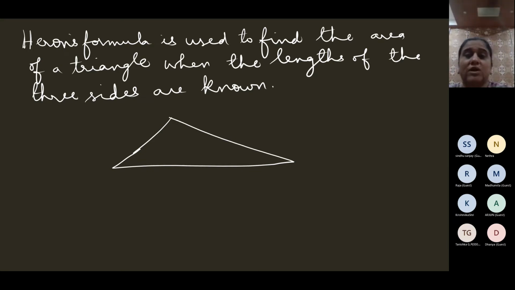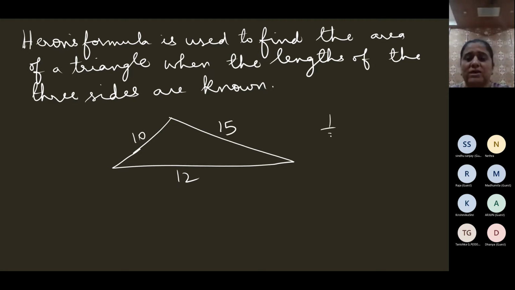Now √3/4 into side square can be used only for an equilateral triangle. Heron's formula can be used to find the area of any triangle when the lengths of the three sides are known. So when you know only the length of the three sides, supposing this is 10, this is 12, and say this is 15, now you cannot use the formula half base into height here.